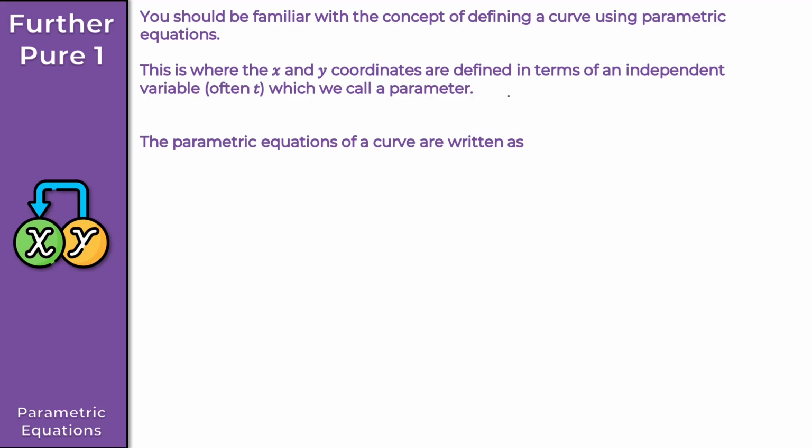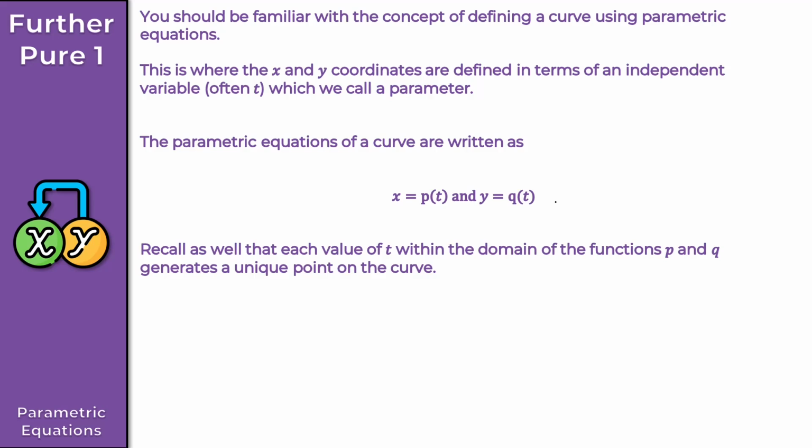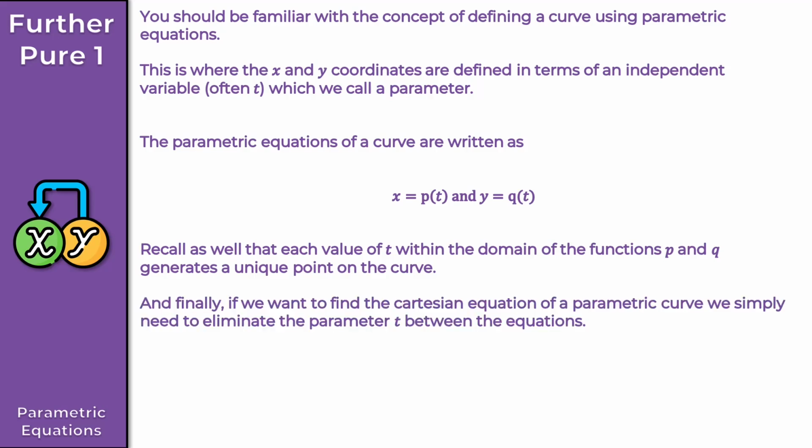The parametric equations of a curve are written as follows. We have x equals p of t and y equals q of t. Recall as well that each value of t within the domain of the functions p and q generates a unique point on the curve. And finally, if we want to find the Cartesian equation of a parametric curve, we simply need to eliminate the parameter t between the equations.